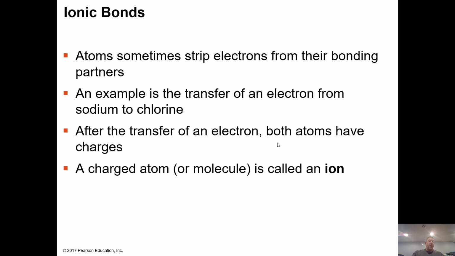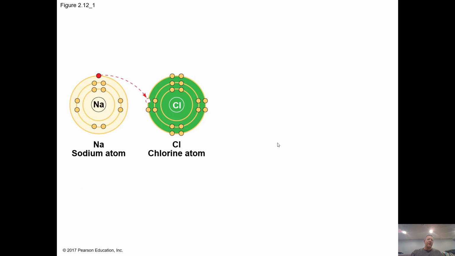Our next bond is an ionic bond. And this is when you actually have a permanent donation and acceptance of electrons. An element will just dump off its electrons on another one, but it ends up being mutually beneficial for both.